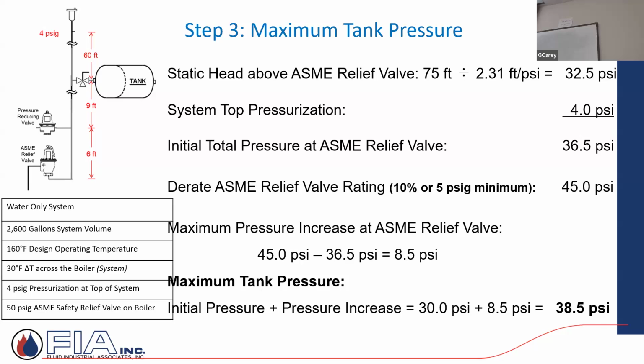So what am I doing? Static height above the relief valve is 75 feet. How did I get that? 60 plus 9, 69 plus 6, 75. Divided by 2.31.